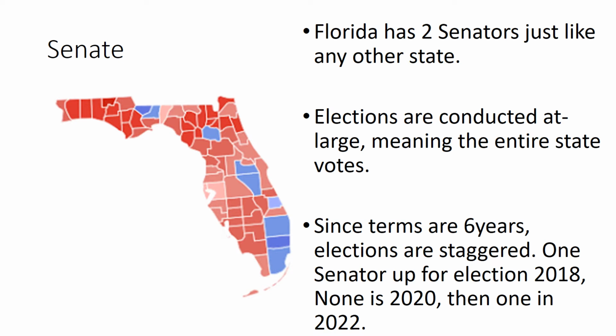Like this past election we had in 2018, that's when we got Senator Scott. This year in 2020, we do not have a senator election because that's our off year. And then in 2022, we will have Marco Rubio possibly run for election again, or he might retire, or whatever the case may be.